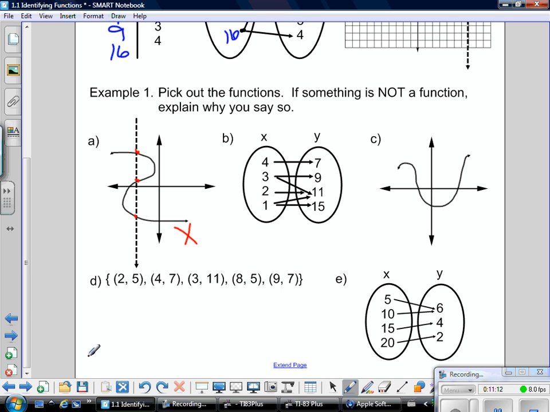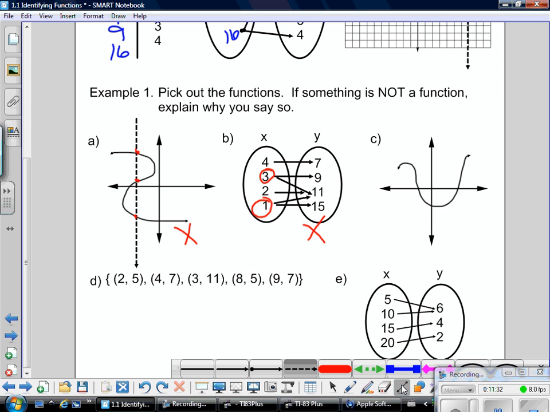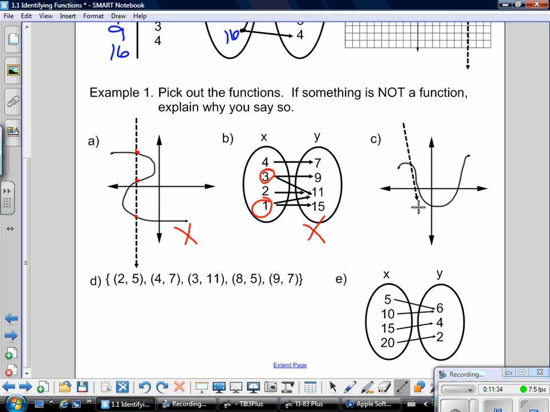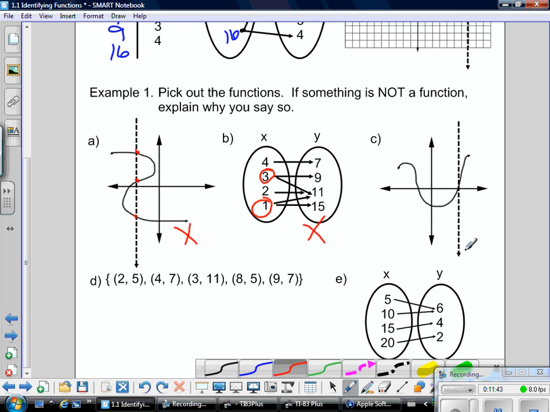The next one I'm going to look at is the mapping. Remember from a mapping, if it's a function, for each x there's only one arrow going from it. Well, 4 to 7 is one arrow, but this one doesn't apply, and neither does this one. So that tells me it is not a function. When I do the next graph, I'm going to use the vertical line test. And this time when I go across, I can see it only cuts it in one place. So that tells me that it is a function.